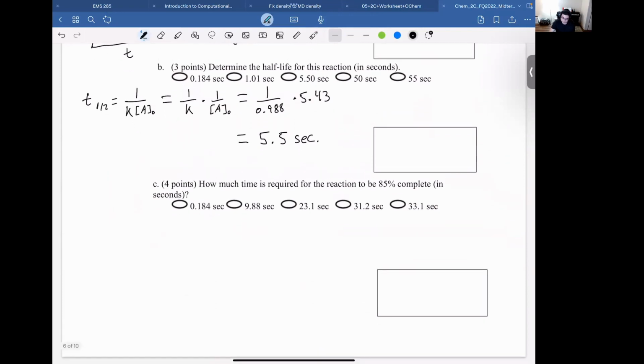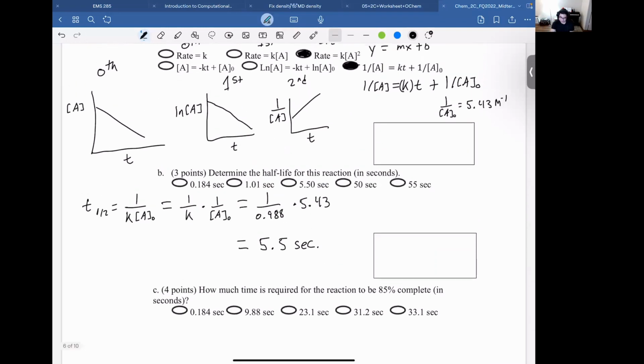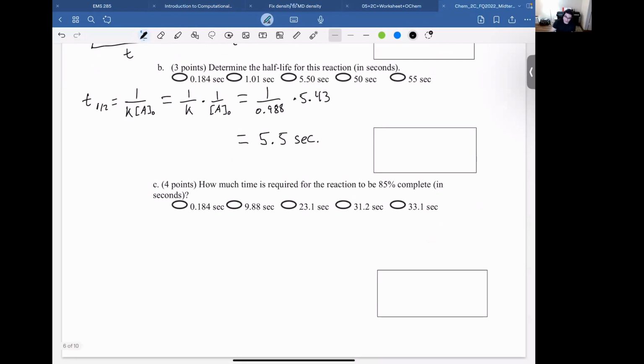Okay, going on to C, it says how much time is required for the reaction to be 85% complete in seconds. So when a reaction is 85% complete, that means that 85% of the initial concentration is gone, right? That's a way you can think about it. I'm going to say that this time elapsed is at time TE. You can notate it however you want. I'm just going to say TE for end time.